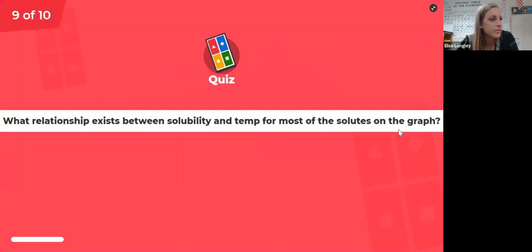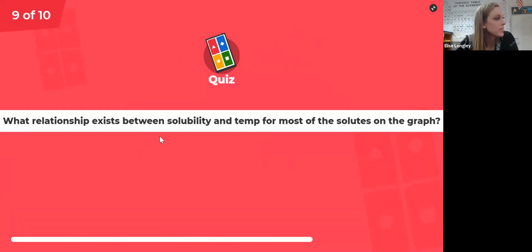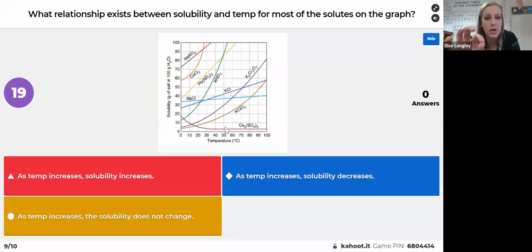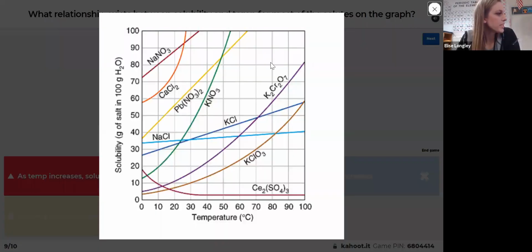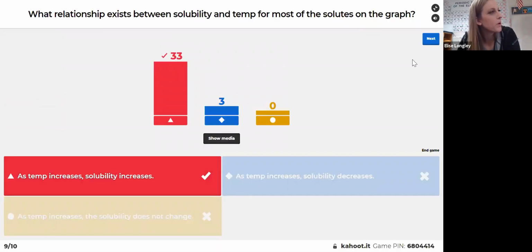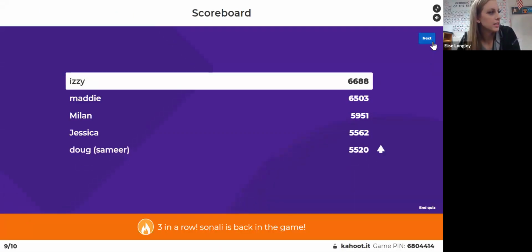I love your questions though, Bubba. They're always so good. What relationship exists between solubility and temperature for most of the solutes on the graph? Yes, as temperature increases, solubility increases for all of them but cesium, and cesium sulfate is a special case. So we are increasing as we go right for most solutes, very few exceptions. Okay.